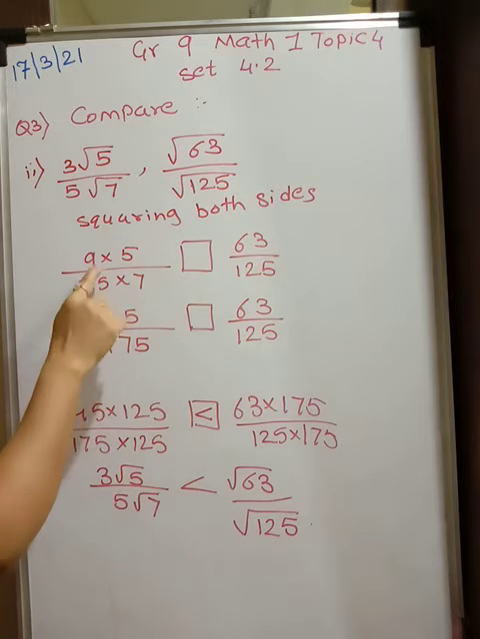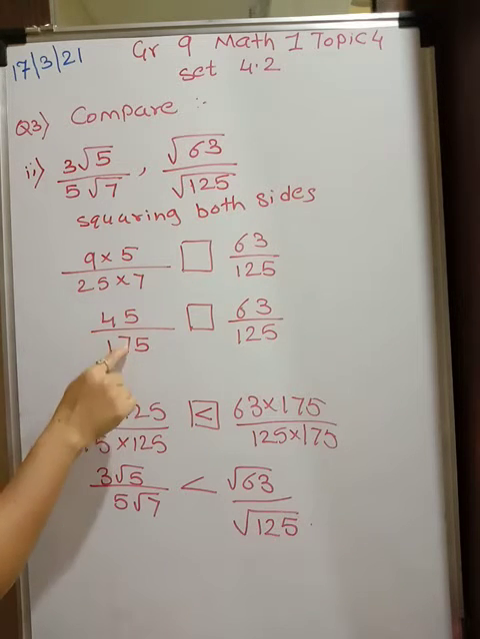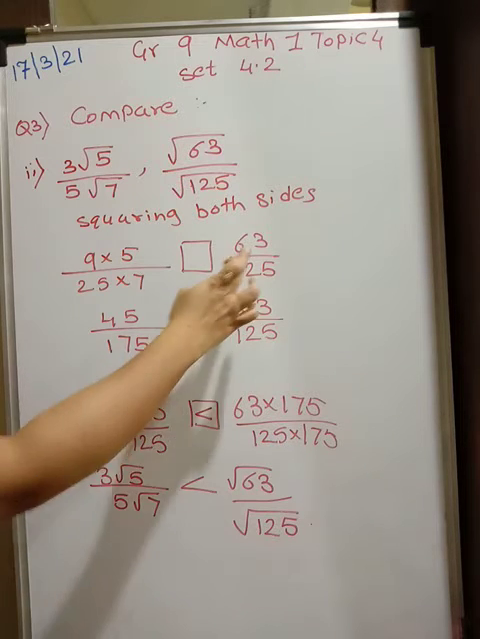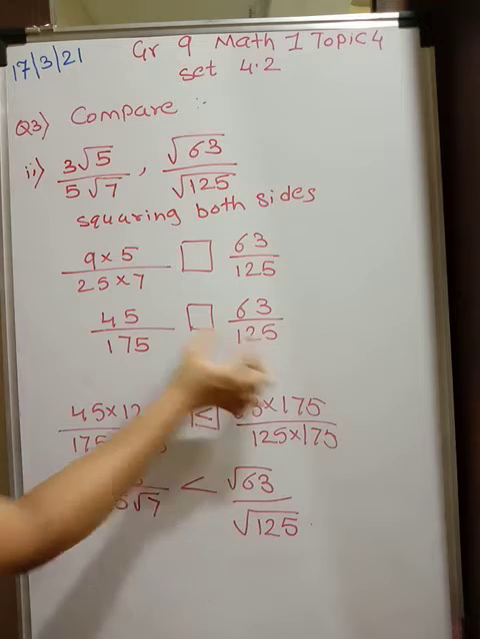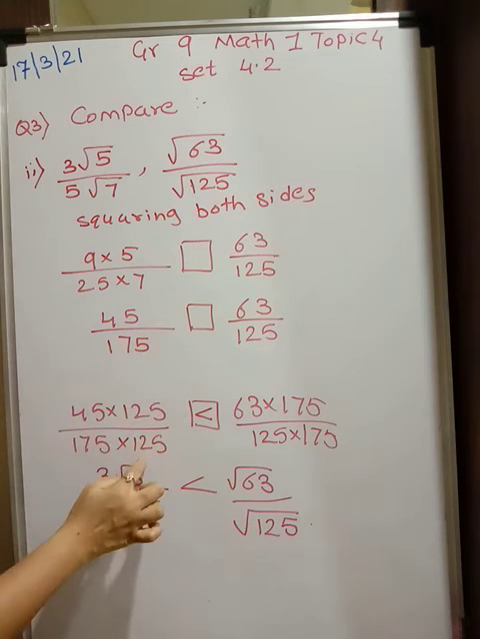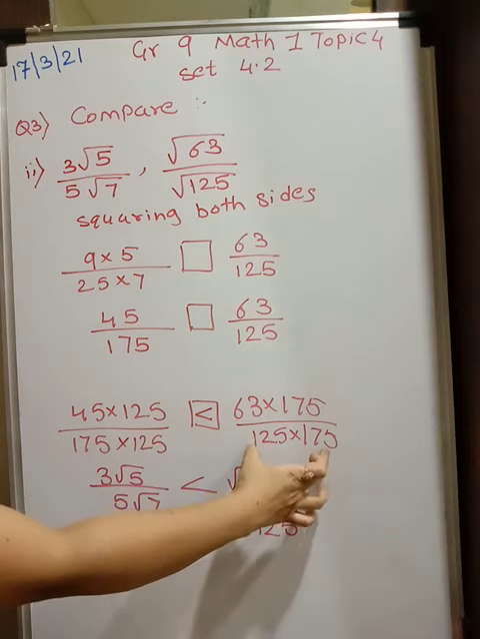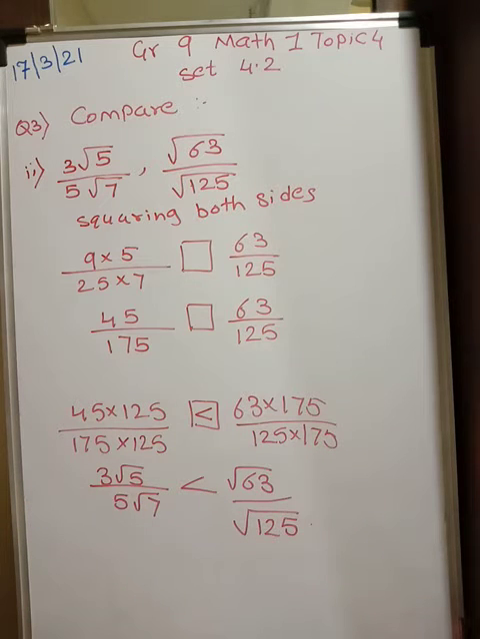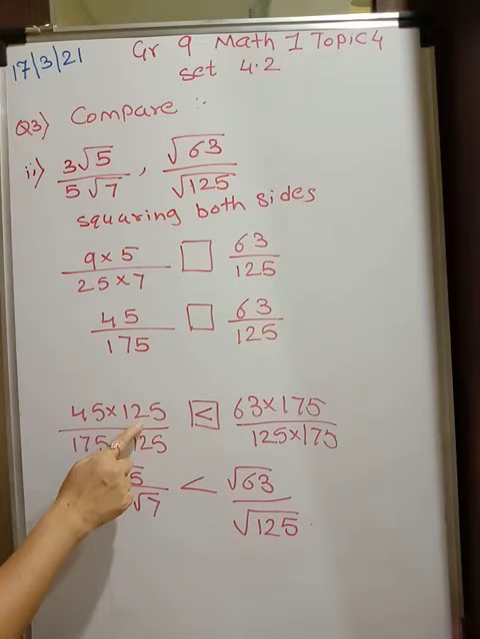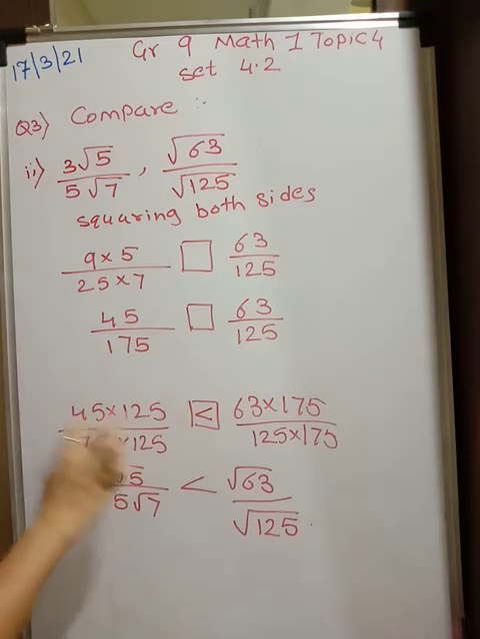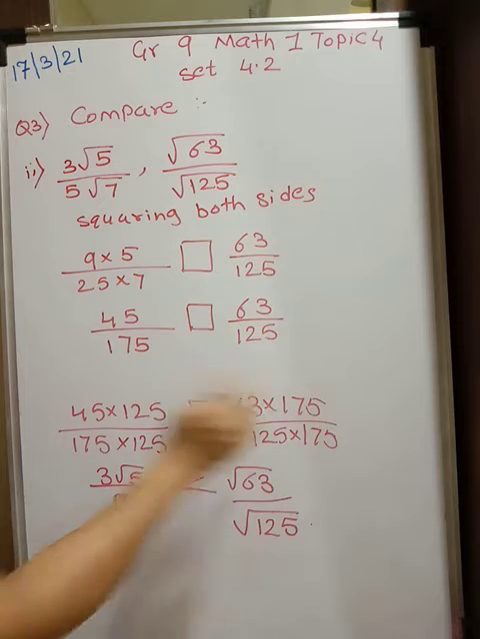Now you can multiply this. 9 5s are 45. 25 into 7 is 175. Alright. And here you have 63 upon 125. If I multiply here both sides by 125 and here by 175, I get same denominators. I don't have to multiply directly because you will see that 45 is less than 63 and 125 is also less than 175. So this product is always going to be greater than these two. Both these numbers are less than both these numbers.